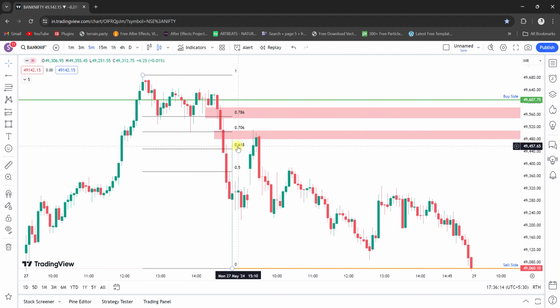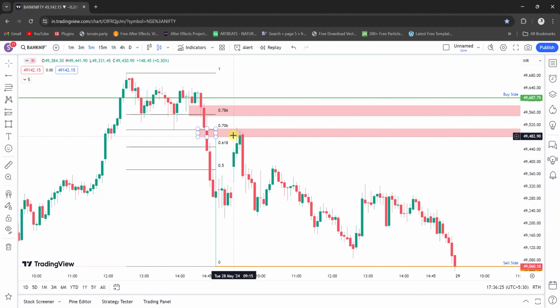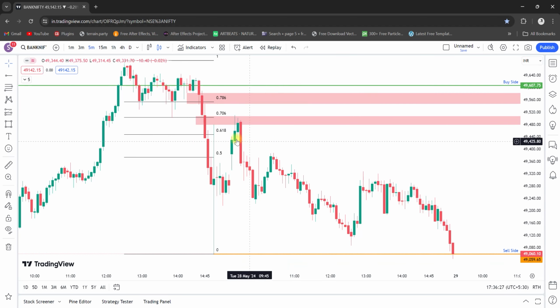0.618, 0.706, 0.786. These levels are the golden zone, in which the market can react much more than at 0.5. So this was a 15 minutes FVG, and after touching 0.706, the golden zone, the market just dropped downwards.